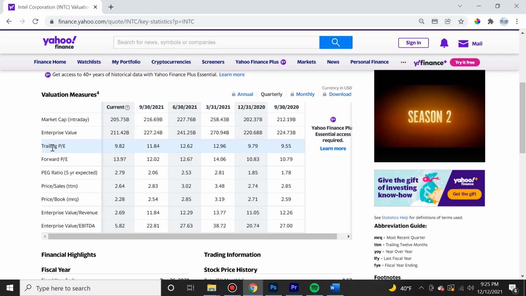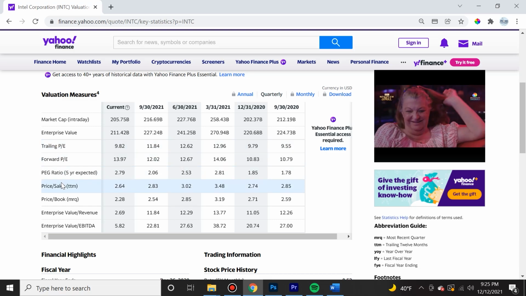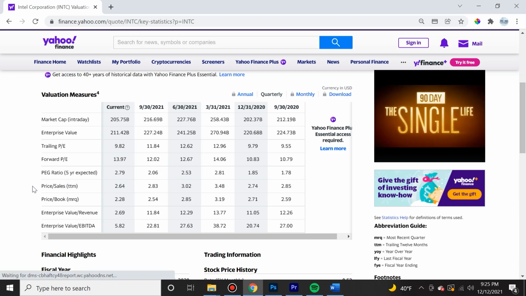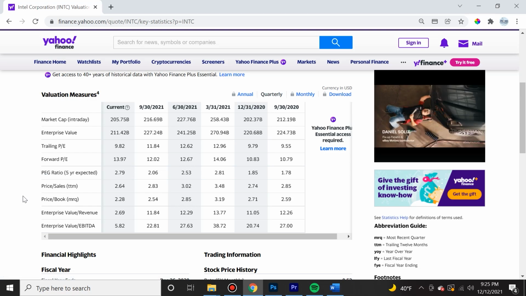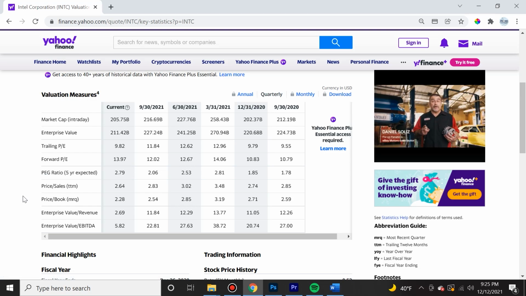Okay, so now that we covered all the PE stuff, trailing PE, forward PE, PEG ratio, now let's cover some of the other metrics that you can use aside from PE, like price to sales. And we'll talk about when it's best to use them and how you can add it to your fundamental analysis.